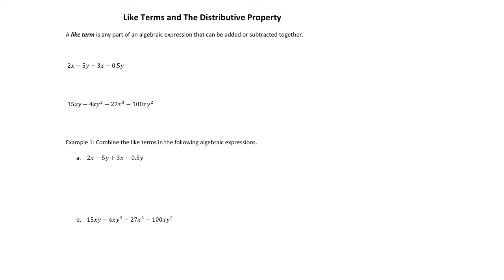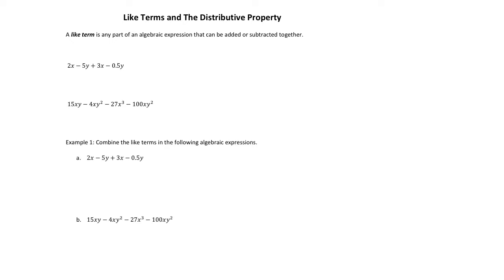For this lesson, we're going to be discussing like terms and the distributive property. A like term is any part of an algebraic expression that can be added or subtracted together. Starting with this first one here, there are 4 terms in this expression. Those are things that are separated by plus or minus signs. And for the like terms, I'll underline them.